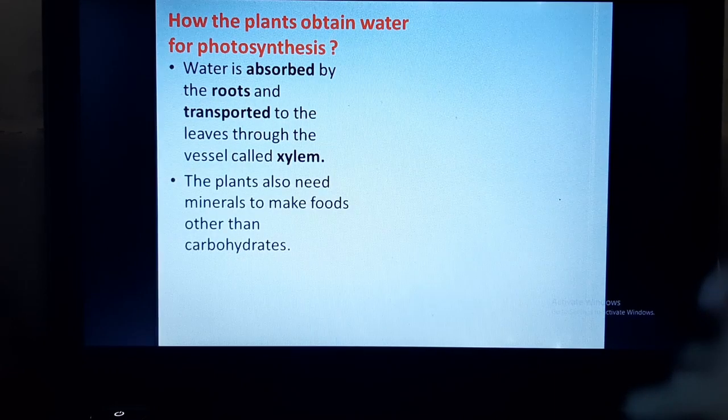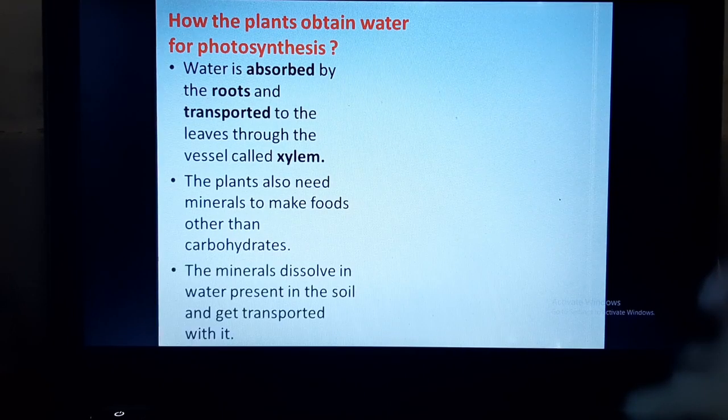Now the plants also need minerals to make food other than carbohydrates. So these minerals the plant also gets from soil. These minerals are dissolved in water, or they are soluble in water. So when the root absorbs the water, along with water, minerals are also absorbed by the roots. And when this water is transported via xylems, the minerals are also transported along with the water.